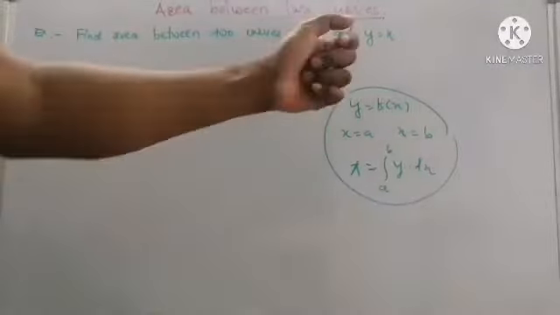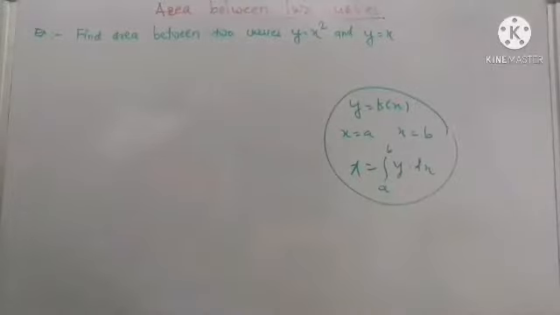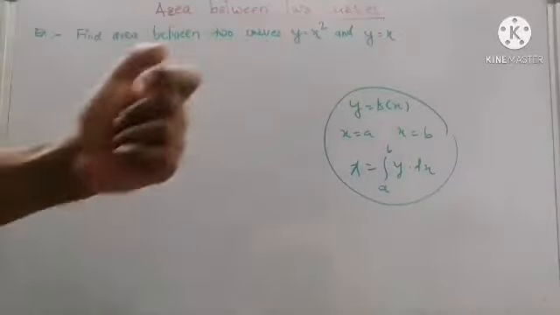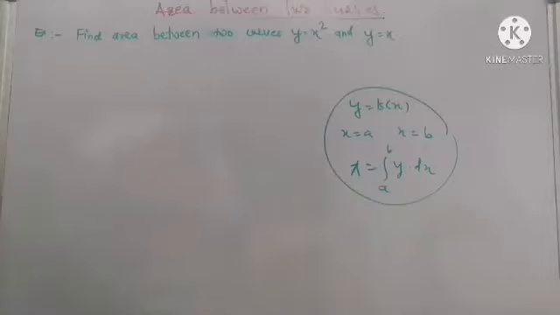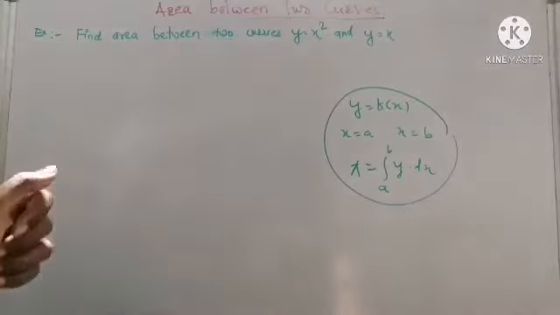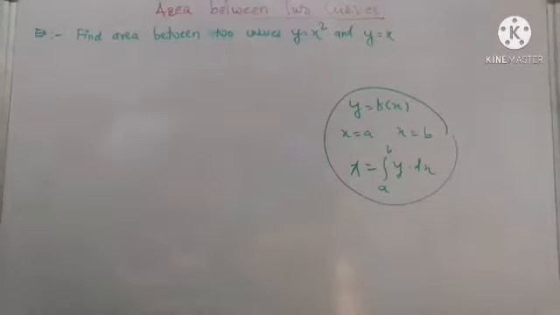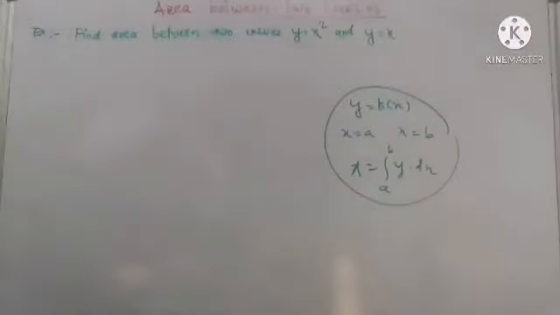Now, as we are given two curves here, we have to find the area in between these two curves. As we know, if two curves intersect each other at two points, then the area between them is a bounded region, which we can evaluate. So in this example, we have to first find the points of intersection.